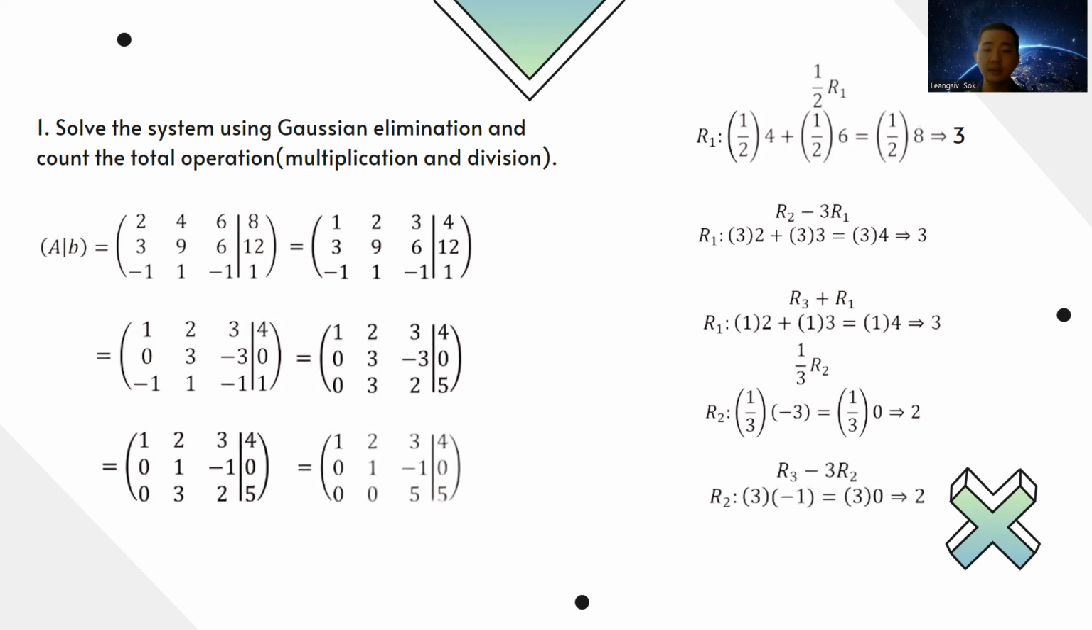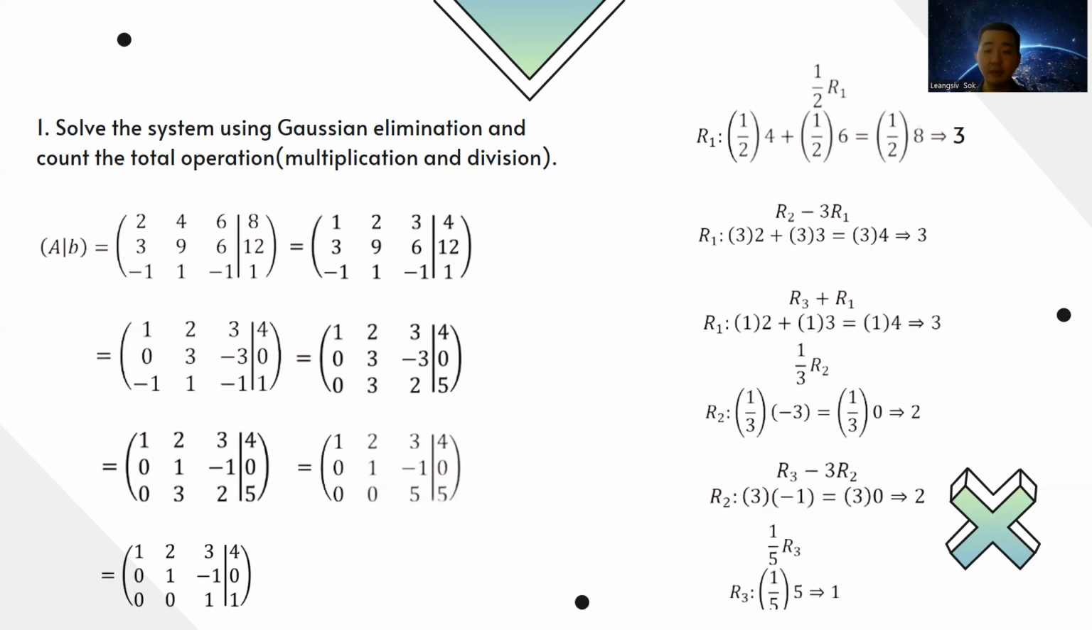Next one, we take row 3 minus 3 row 2. So we don't take the first column because that is 0, and we don't take the second column of the second row because that is a pivot. We take only the third column of the second row, which is minus 1. So we take 3 times minus 1 and 3 times 0. So this line has 2 operations.